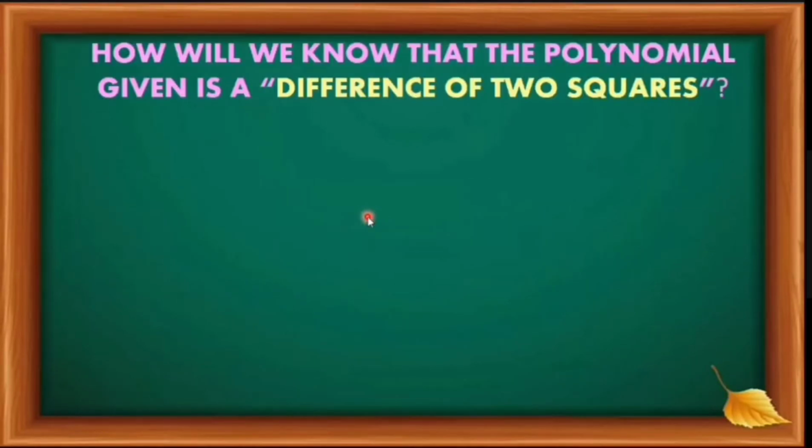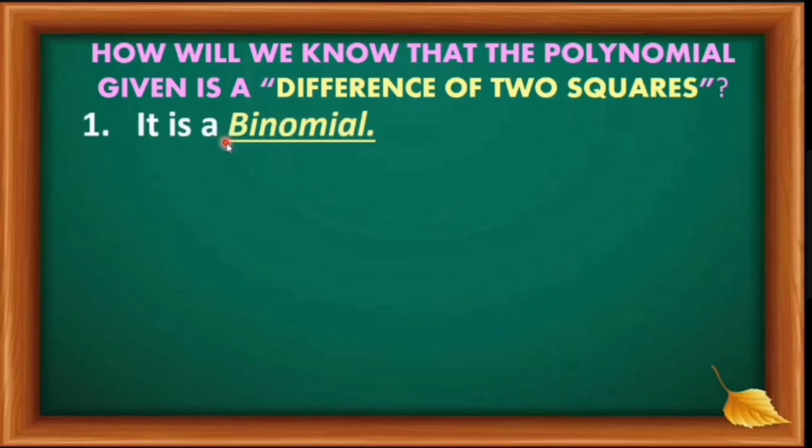How will we know that the polynomial given is a difference of two squares? Well, it has to meet three conditions. First, it has to be a binomial. When we say binomial, these are polynomials that consist of two terms. So, dapat merong two terms.